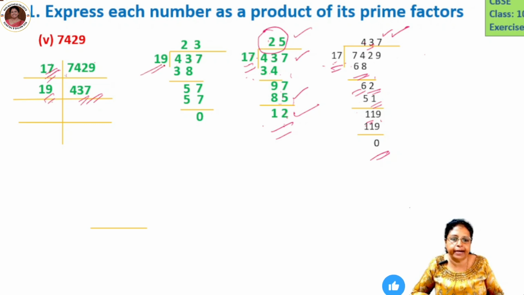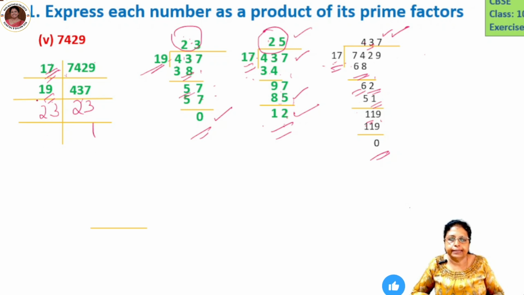437 is divided by 19. 19 2s are 38. Then remainder is 5. 57. Then 19 3s are 57. 0 is the remainder. That means 23 is a factor. 23 is a factor, so you can write 23 here. 23 is a prime number, so it is divided by 23. You will get 1 here.